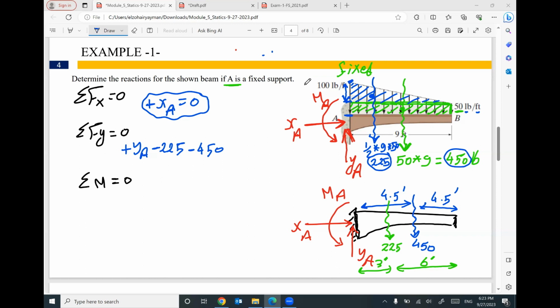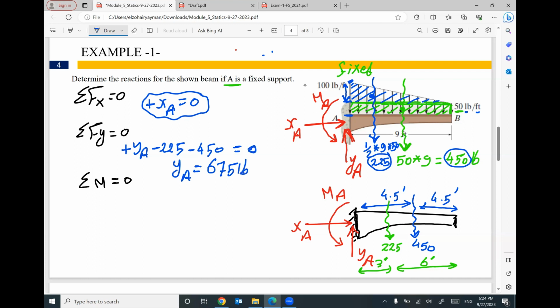One more time, summation F of y. In y direction, we have positive YA, negative 225, negative 450. Nothing else in y direction, equals 0. From this equation, I can find the value of YA. Looks good. The value of YA will be 675 pounds.